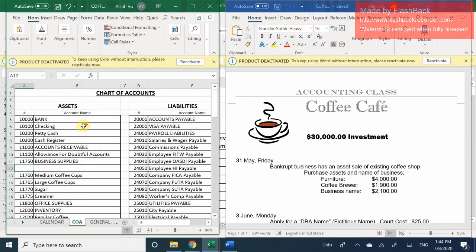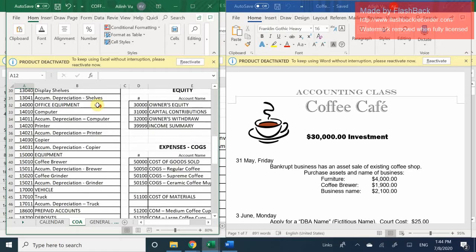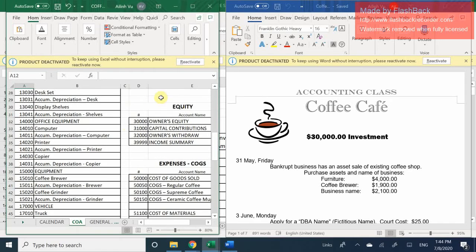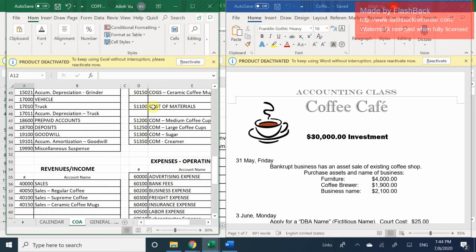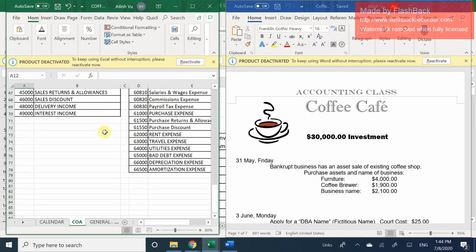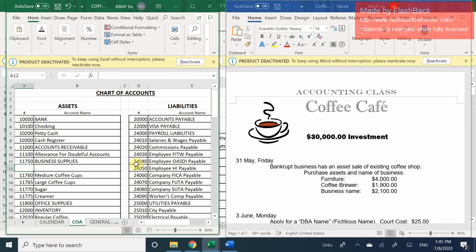The chart of accounts is organized based on account type. Here are your assets, your liabilities are right next door, your equities are right here, and then all your incomes at the bottom with your expenses on the right side. These are all the accounts we will be utilizing throughout this entire course of Coffee Cafe. It's important that you have this because it's the tool you need to do one of the steps to record the transaction.